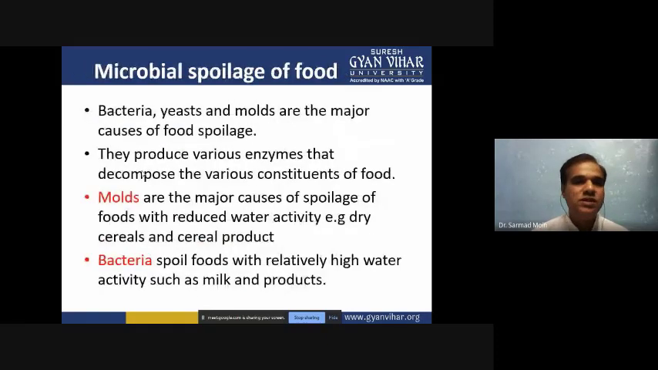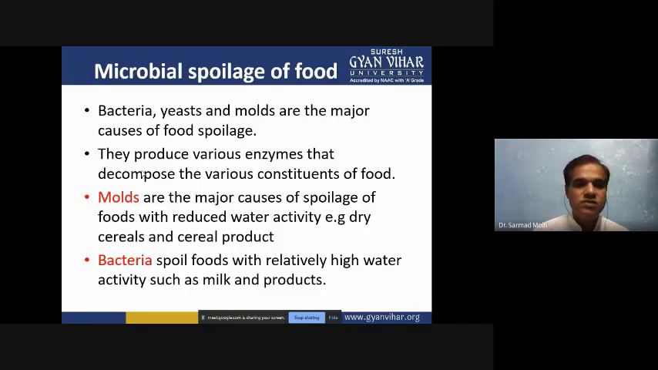Now, microbes in food spoilage. Many microbes are involved, like bacteria, yeast, and molds. They are the major causative agents of food spoilage. They produce various enzymes, and these enzymes digest the food material. So what do these bacteria, yeast, and molds do? They release enzymes to digest the food material, and because the food material is digested, it is not suitable for consumption.